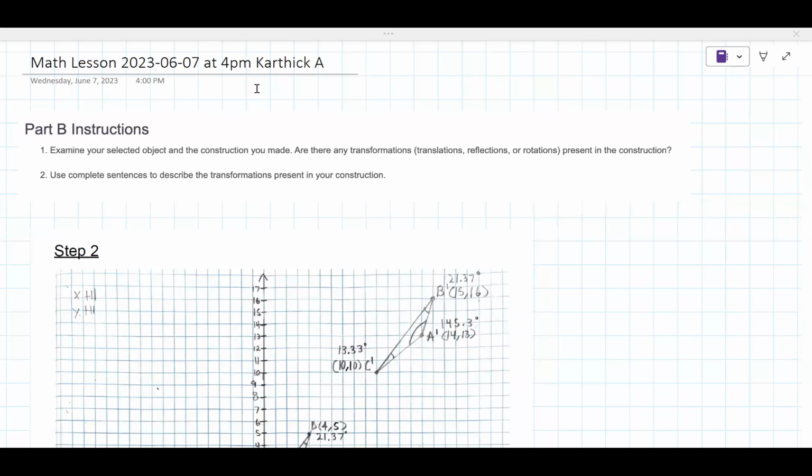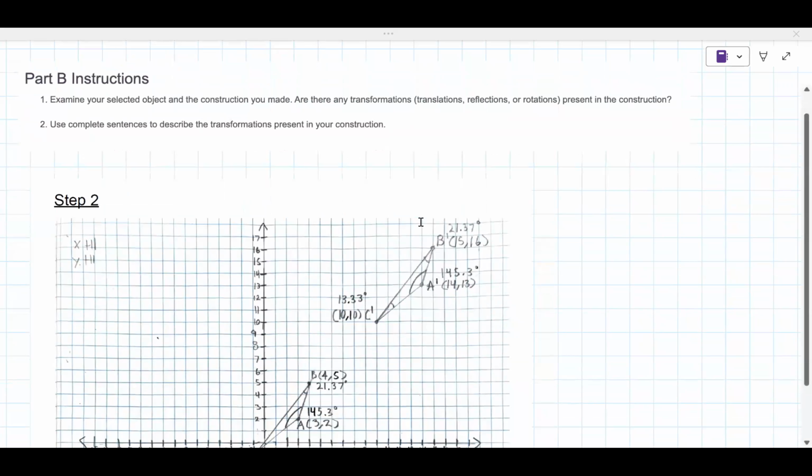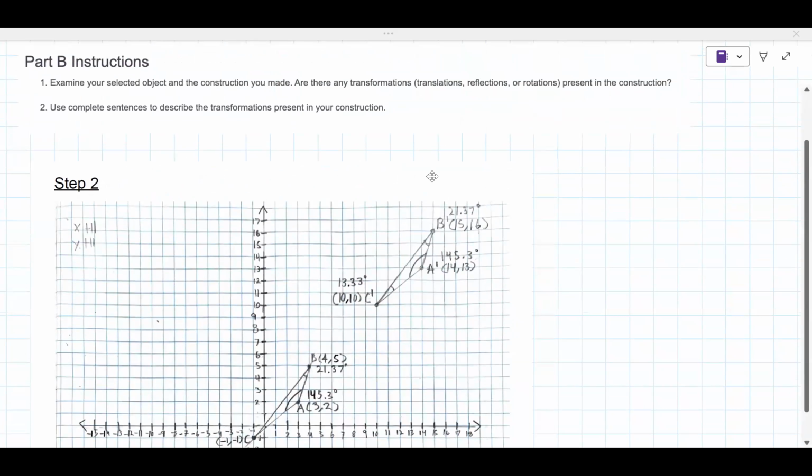All right, so I got it up on the screen here. It says examine your selected object and the construction you made. Are there any transformations? Yes, there are. There are only horizontal and vertical translations. That's it. There are obviously no reflections or rotations. There's only translation.